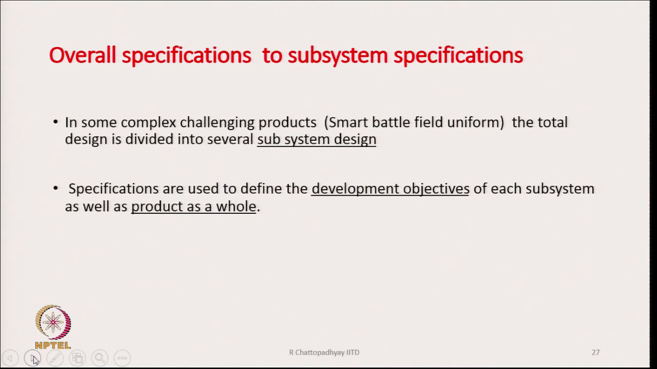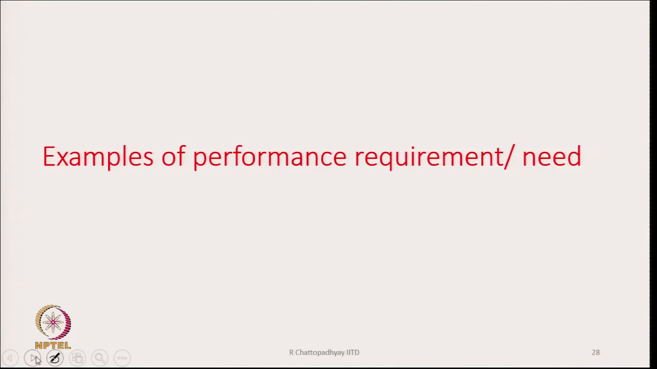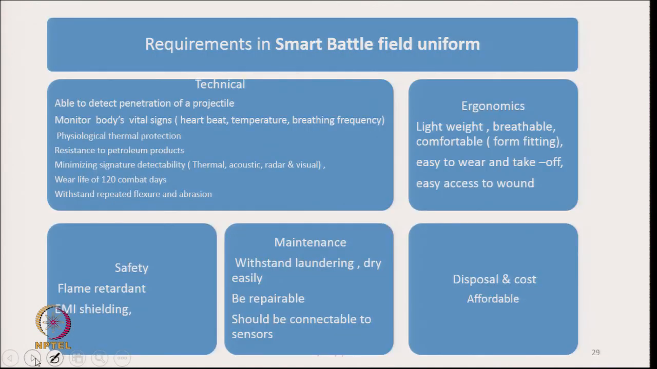So, in some complex products, let us say a smart battlefield uniform, the total design is divided into several subsystem designs, and specifications are used to define the development objectives of each subsystem as well as the product as a whole. That is what is required in a very complex designing process. An example of such a design is the smart battlefield uniform. So, these are the technical specifications that are required. The values are not stated here.